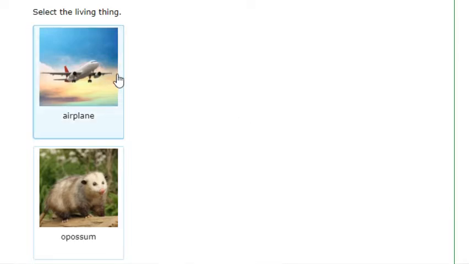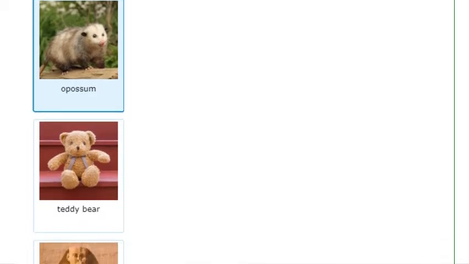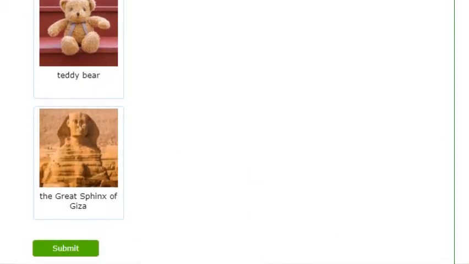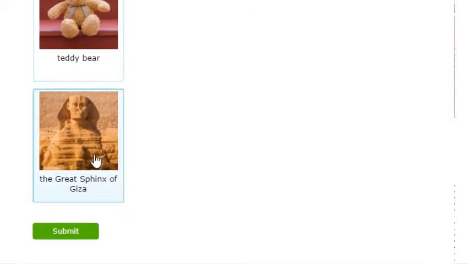The airplane is a non-living thing. It doesn't grow, it doesn't need food or water. The opossum is an animal, so it grows, it needs food and water, and it breathes. The teddy bear is a non-living thing. The statue is also a non-living thing. So the opossum in this case is the only living thing.